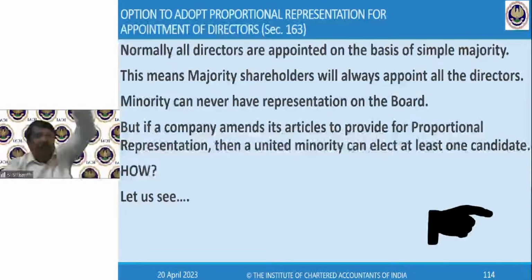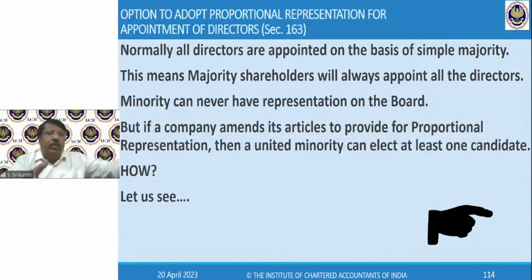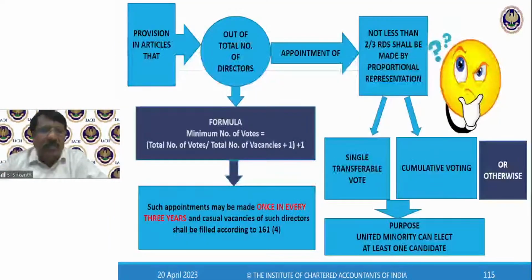Where there is an oppression petition or mismanagement application, the minority says, in the meantime, your honors, we may be permitted to have one director on the board. The tribunal will say, okay, is that what you want? No problem. We will direct the company to amend its articles to provide for proportional representation. Then, if you are a united minority, you propose one candidate, and at least one candidate you can get in. How? Let us see.